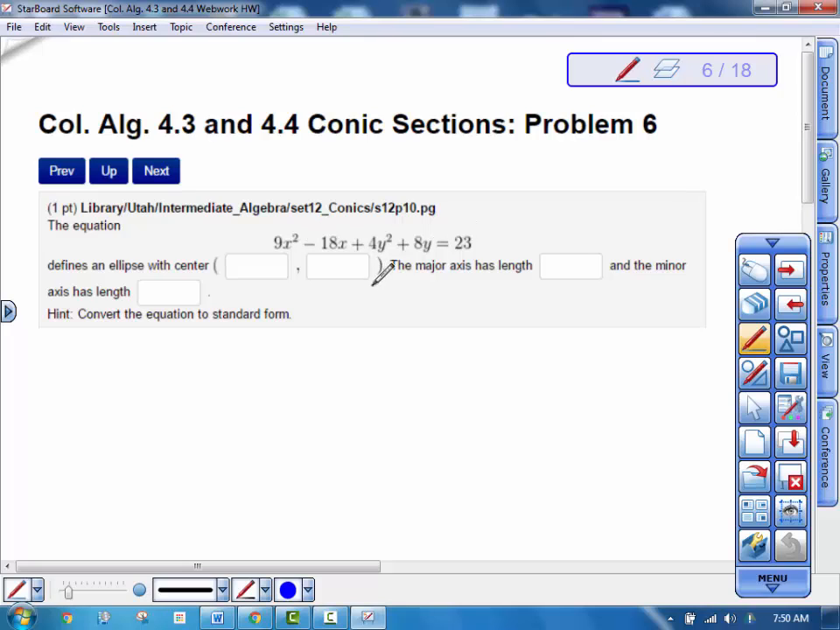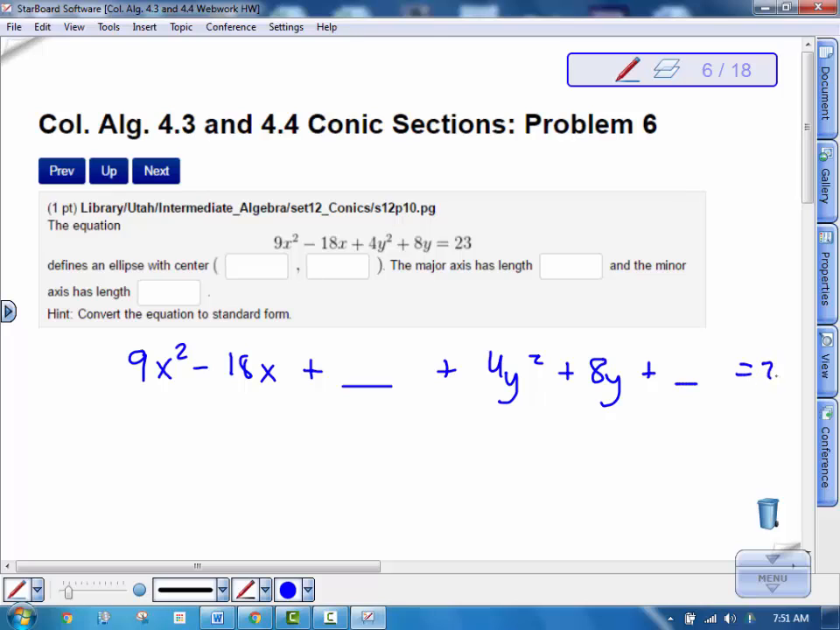This one turns out to be an ellipse. But we have to complete the square twice on this one, so this one's going to be even tougher to complete the square. So I'm going to leave a little blank here, and then write plus 4y squared plus 8y plus blank equals 23.